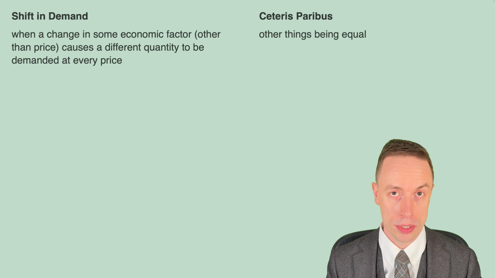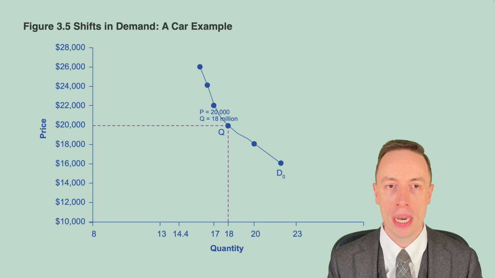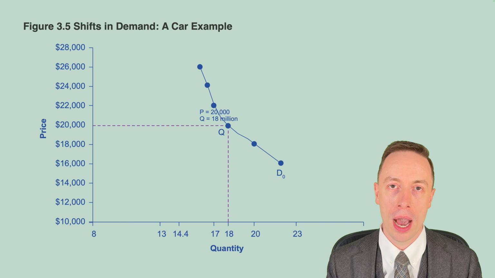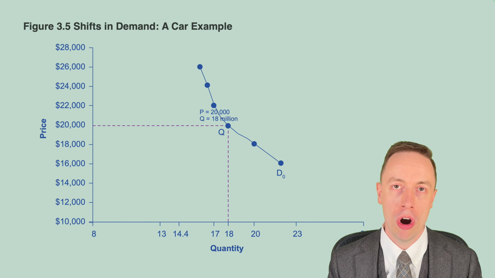Not necessarily because that's how real life works, but rather because it lets us talk about one factor at a time. So let's start out by discussing a shift in demand by looking at a demand curve. Here is a hypothetical demand curve for cars. And right now, at a price of $20,000, we have a quantity demanded of 18 million cars.